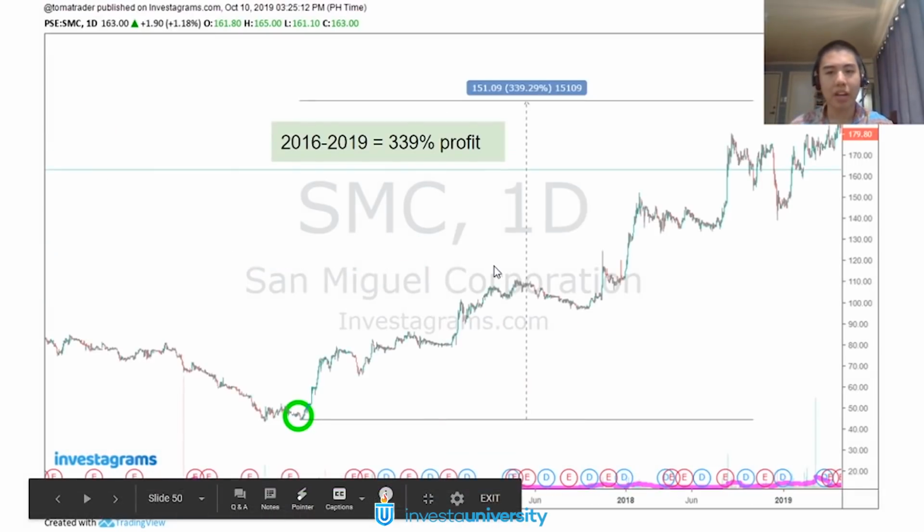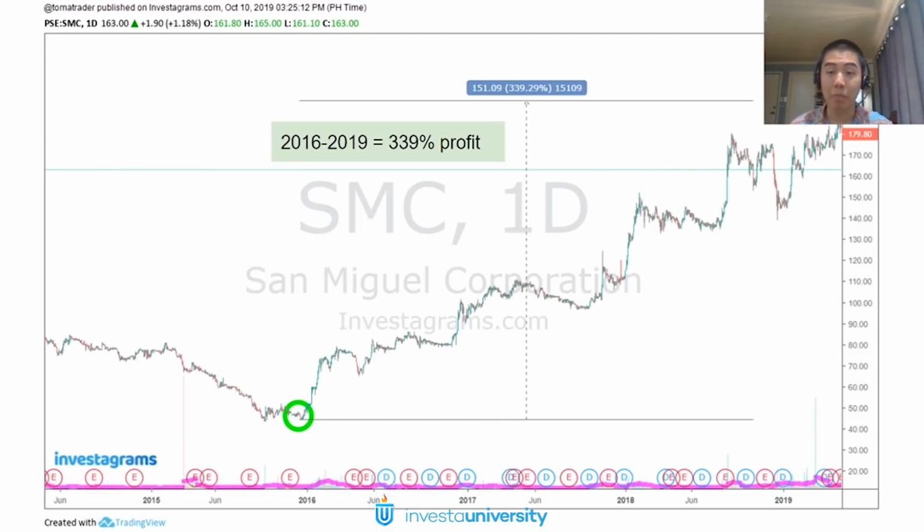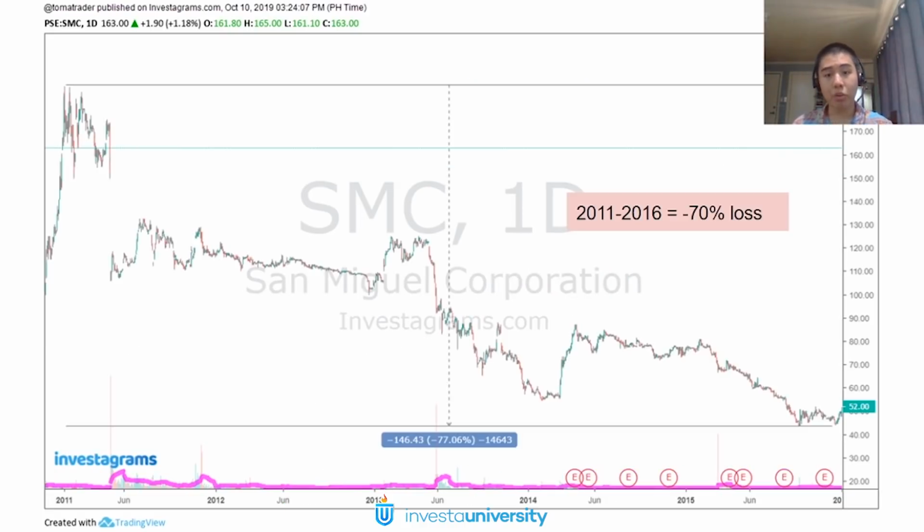We want to be in uptrending stock kasi the only way to make money in the market, again, is to buy low, sell high, or buy and sell at a price higher than you bought it. The only way to make money is when the price goes up. And as you can see here, from 2016 to 2019, 300% yung inakit niya. But note that this chart happened during one of the biggest bull runs ever.